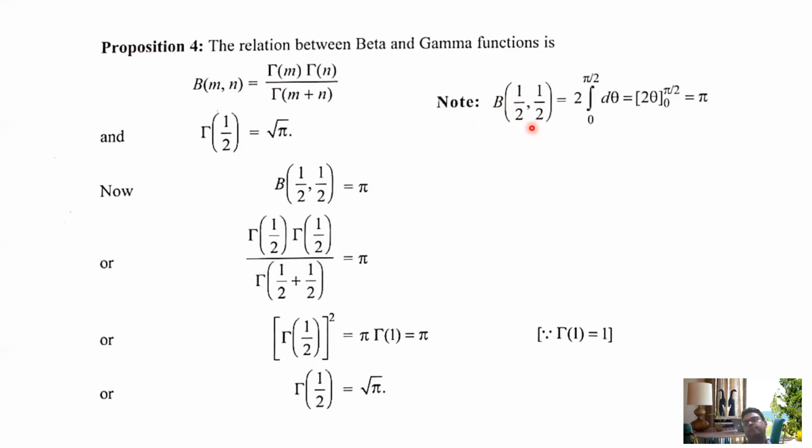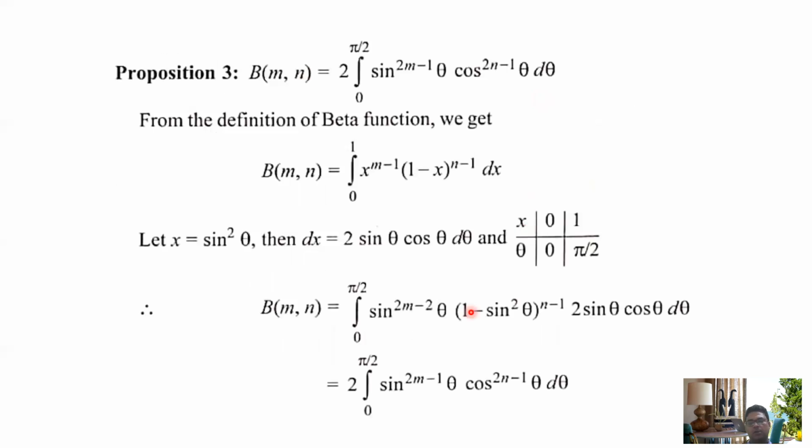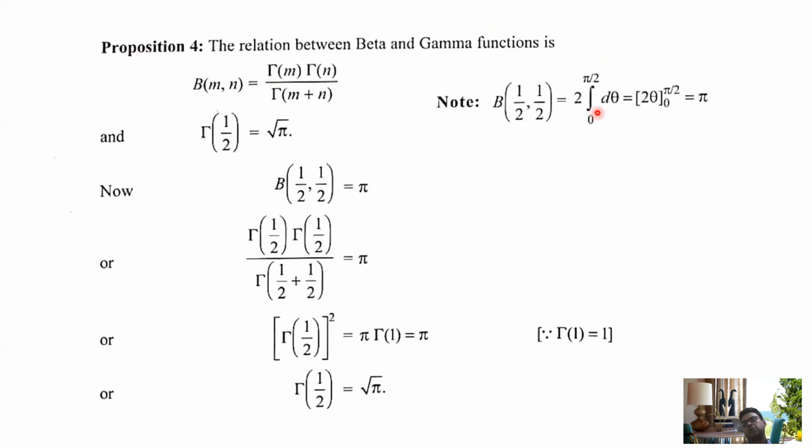Note beta half comma half, that is m is equal to half, n equal to half. If I substitute here m equal to half, that is 1 minus 1 is 0, so we get sine to the power 0 theta cos to the power 0 theta. So ultimately, 2 times the integral from 0 to pi by 2 of d theta, so 2 theta from 0 to pi by 2, ultimately pi. Now we want to prove that gamma half is equal to root pi. Okay, no problem. You can use this for particular results. So beta half comma half is equal to pi.